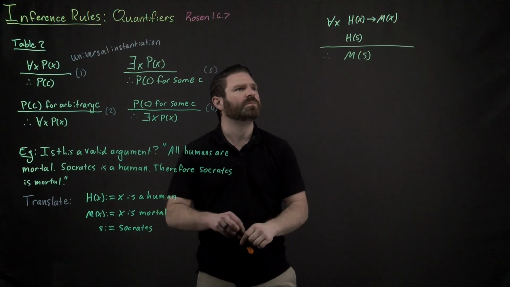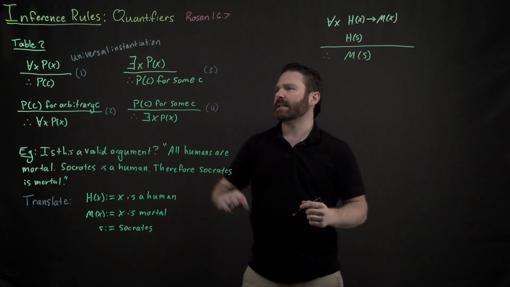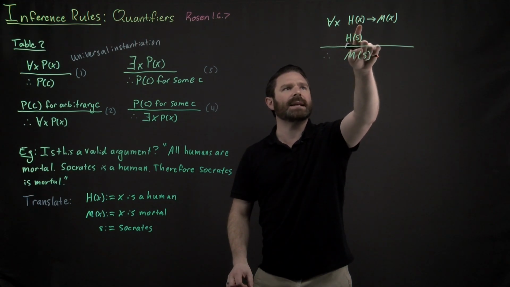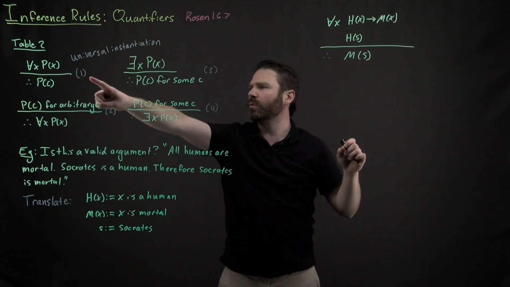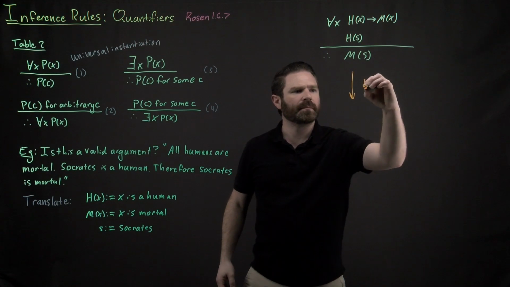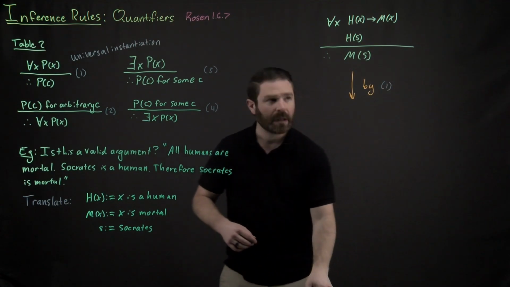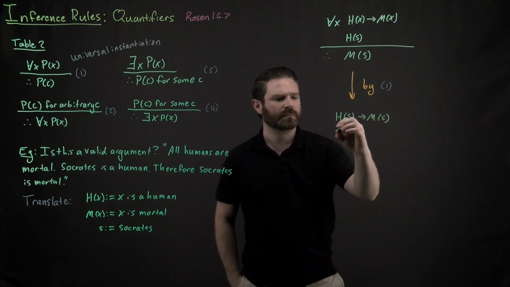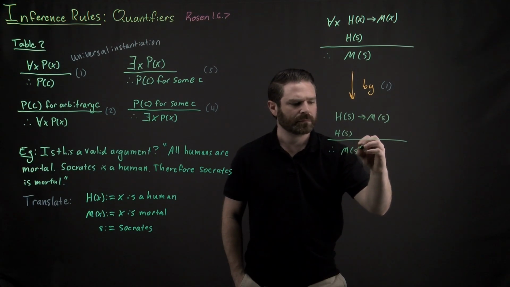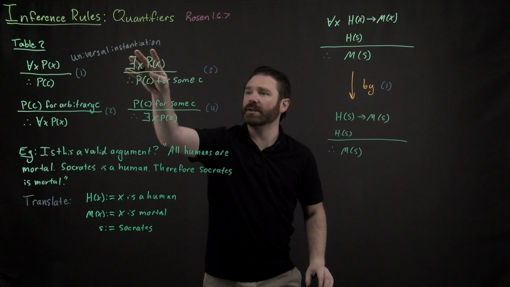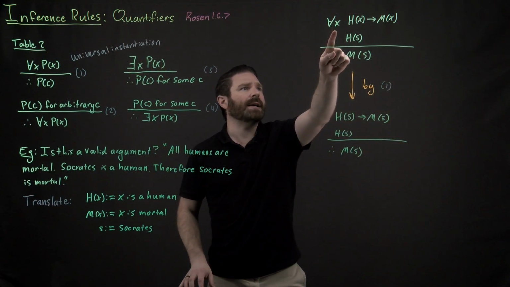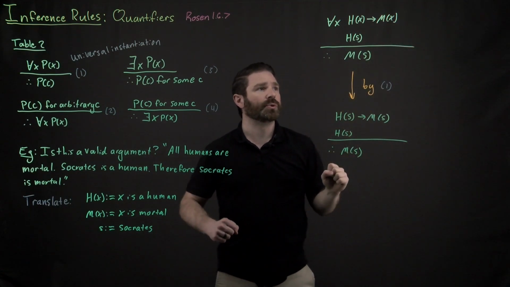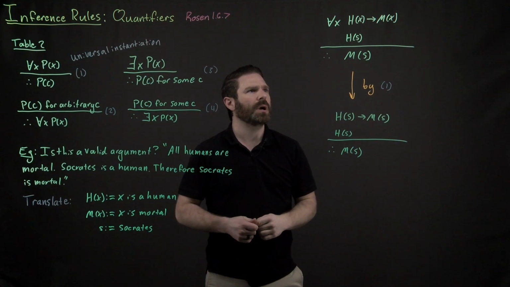Well, first off, if I look at my inference rules and this universal instantiation, since I have H of S, and for every x, H of x implies M of x, if I apply this rule, I could translate this into the following. So how did I use universal instantiation? Well, I know that for all x, this statement is true. And I also know H of S is true, right? Because these are my hypotheses, and I'm assuming that these are true, and I'm trying to show that my conclusion is true by those hypotheses.